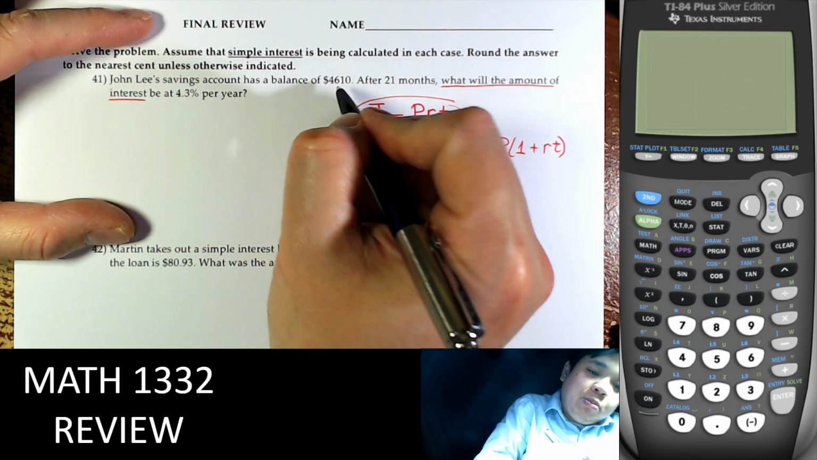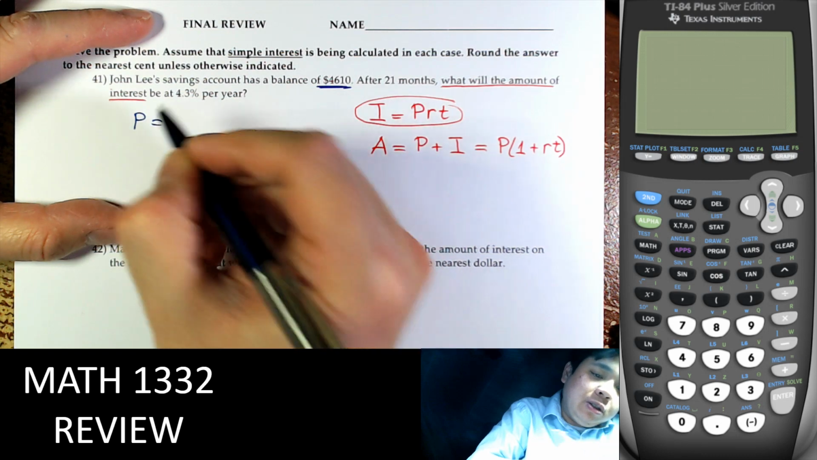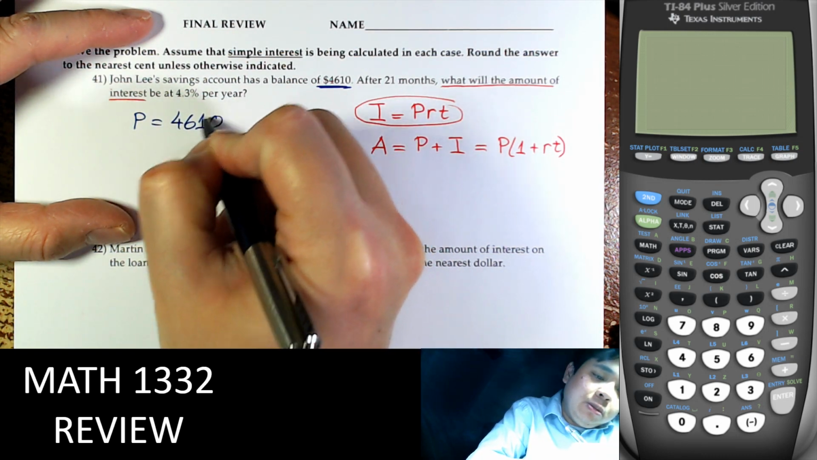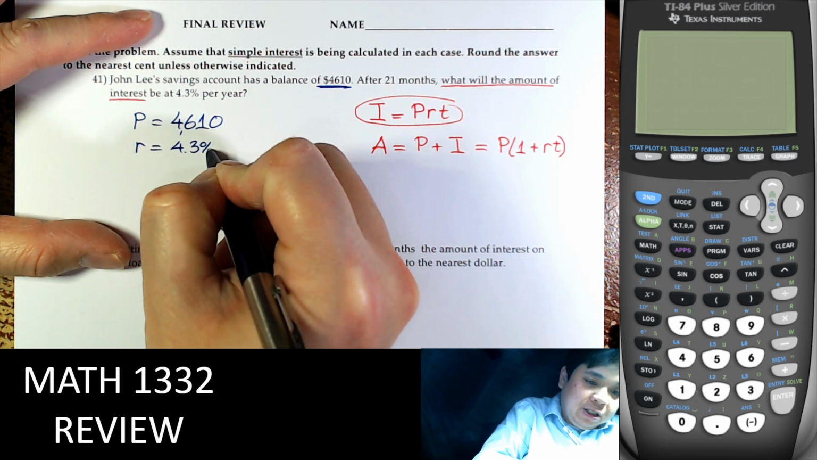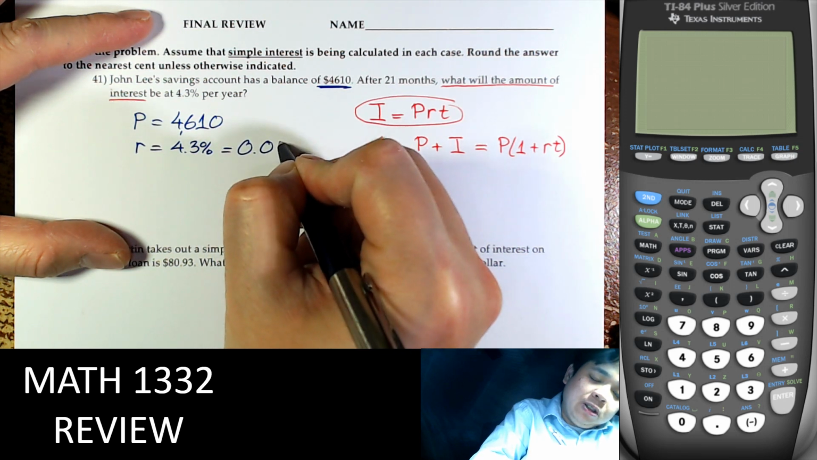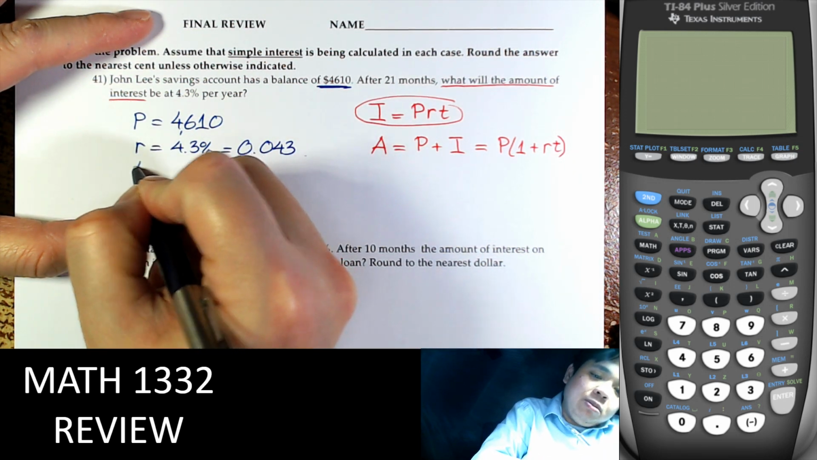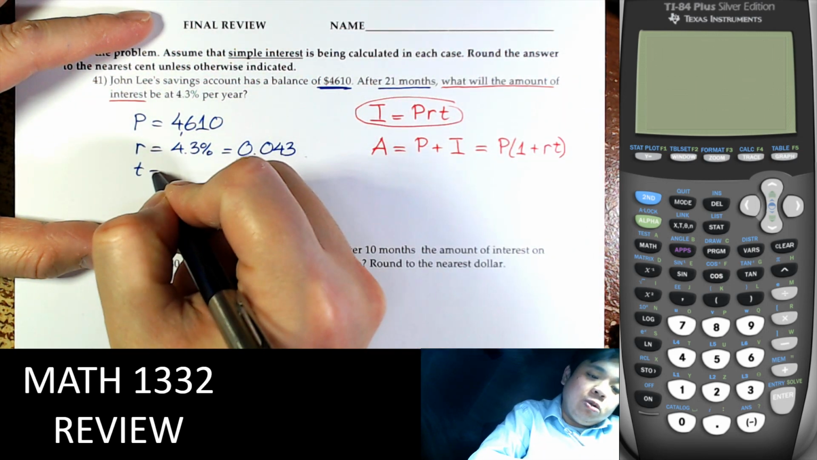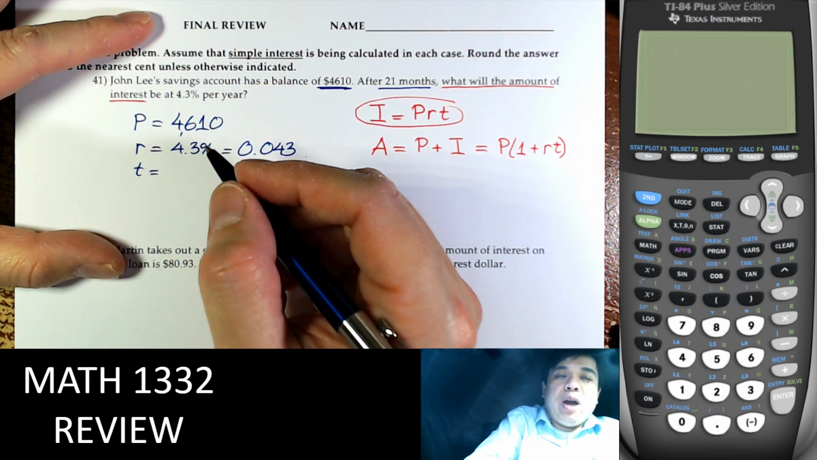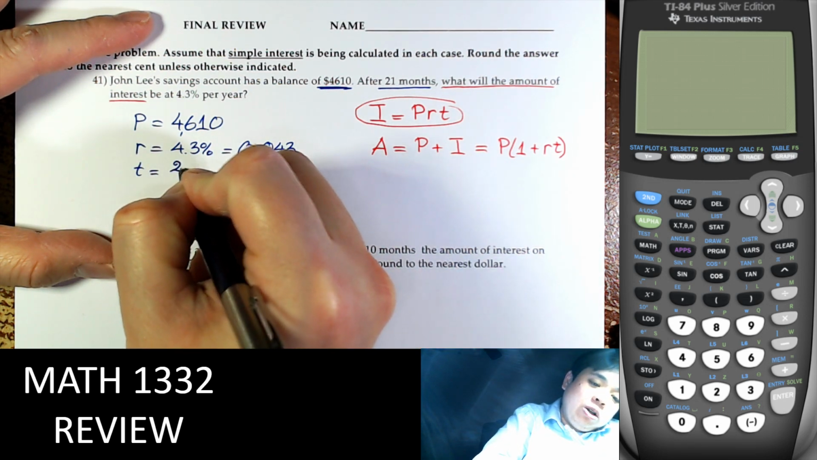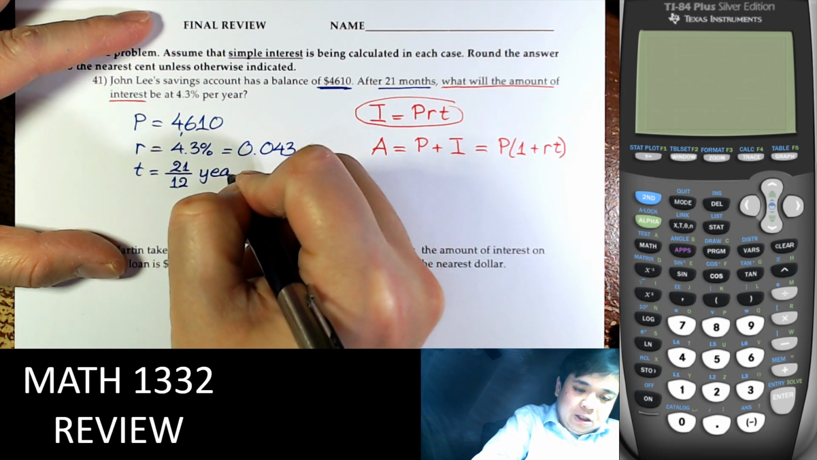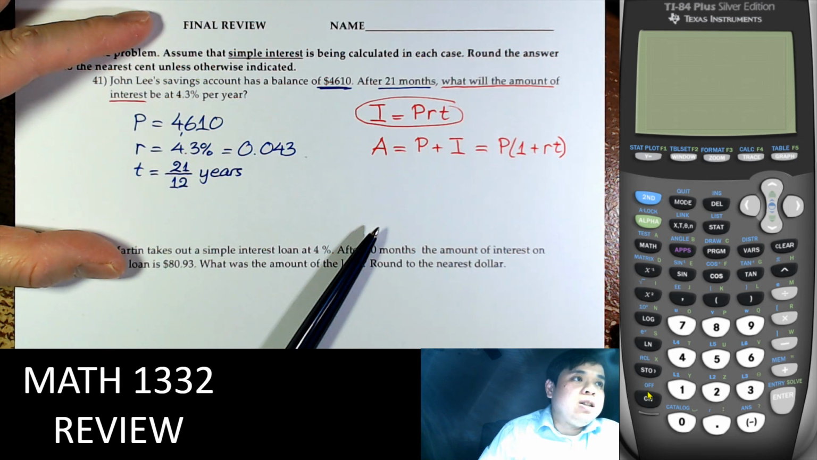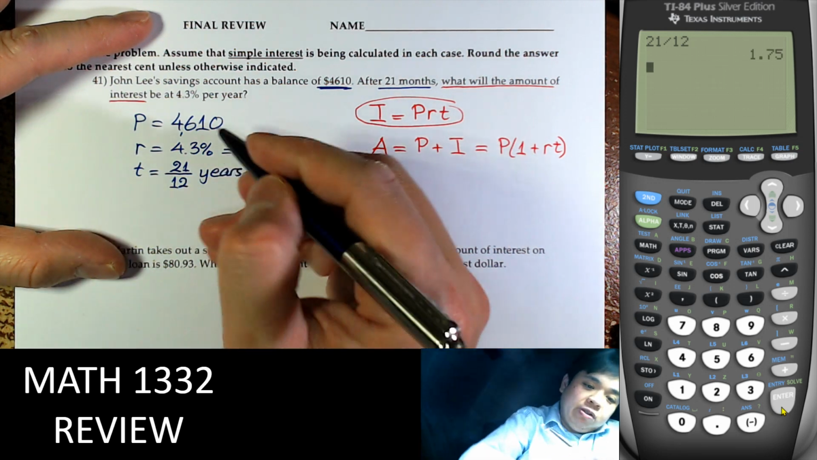So what we start with is the principal. And the rate, 4.3%. I will write that as a decimal. And time, 21 months. We have to convert that into years. So 21 over 12 months a year. So let's do that. So 1.75.